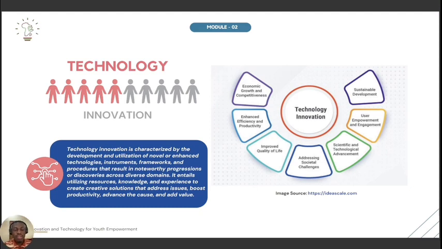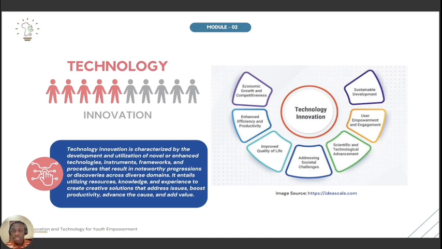Right. So technology innovation is characterized simply by the development and utilization of novel and enhanced technologies, instruments, frameworks, and procedures that result in noteworthy progressions. Take note, noteworthy progressions or discoveries across diverse domains. And it entails utilizing resources, knowledge, and experience to create creative solutions that address issues, boost productivity, advance the cause, and also add value. So innovation is all about improving something, improving lives, and especially when it has to do with technology.